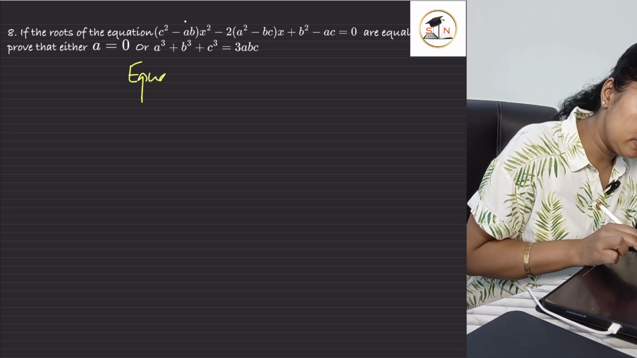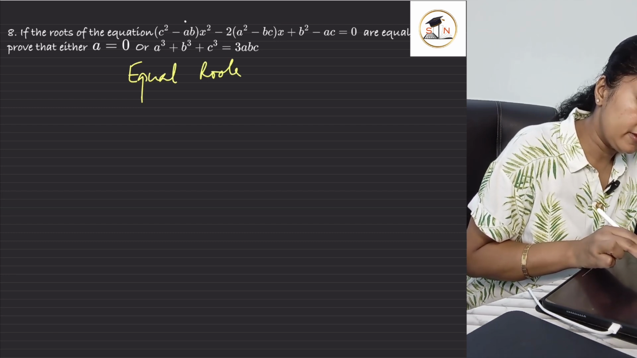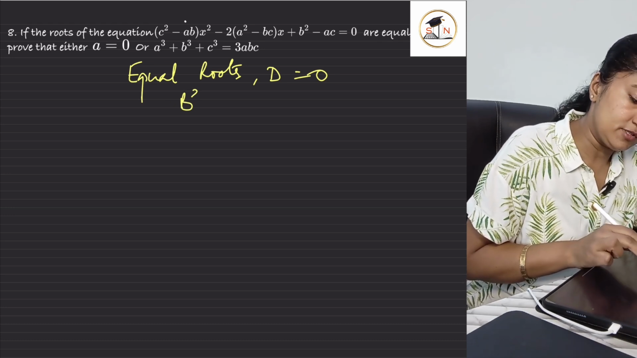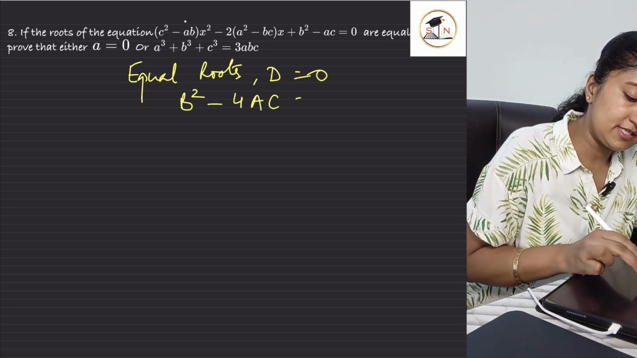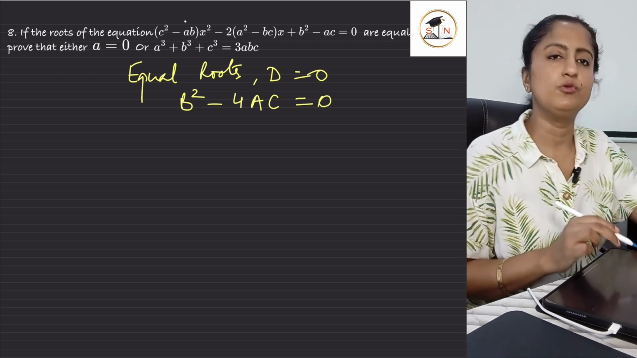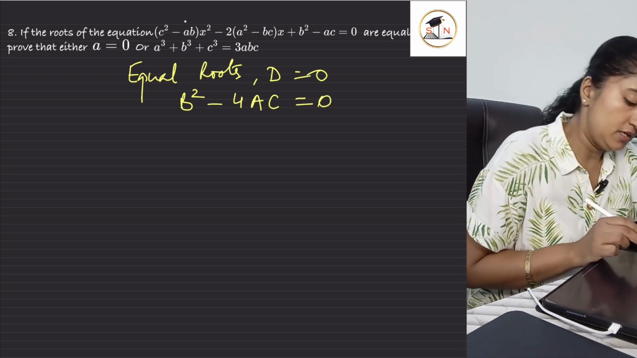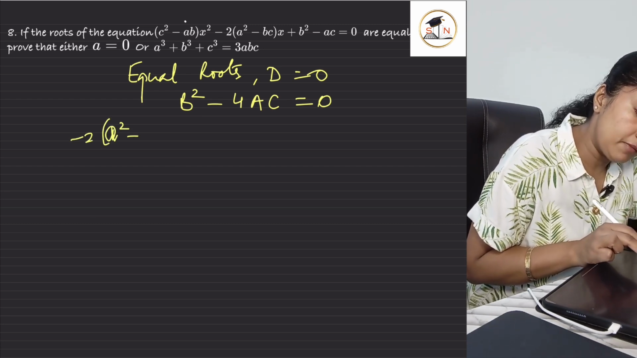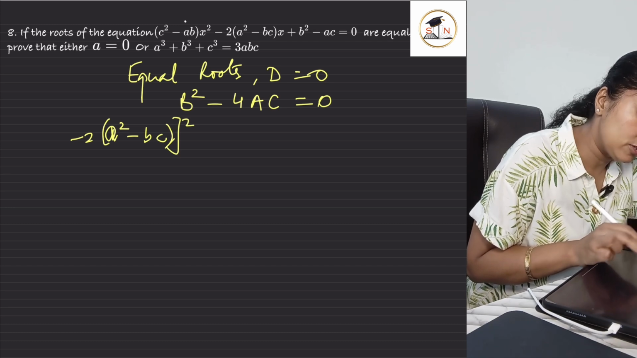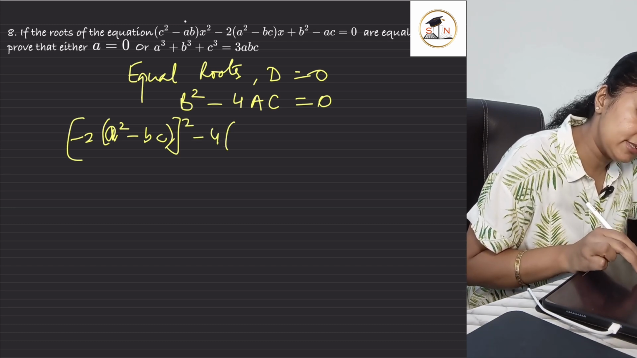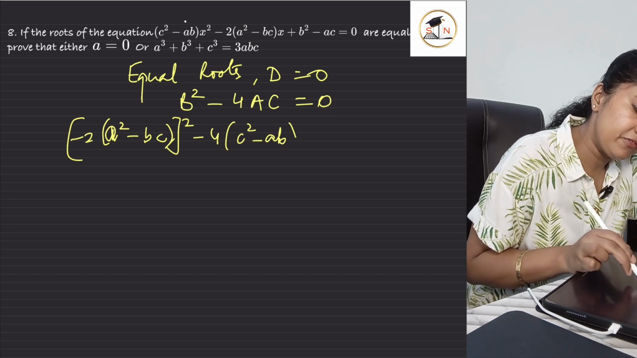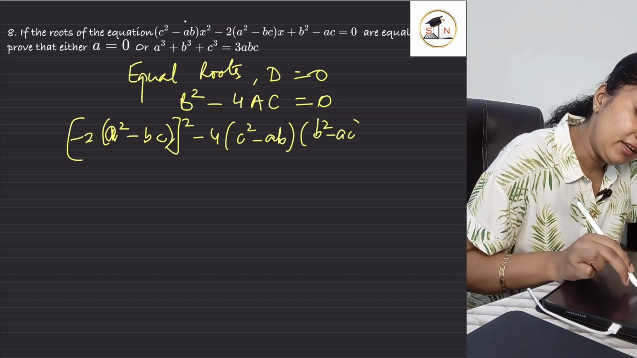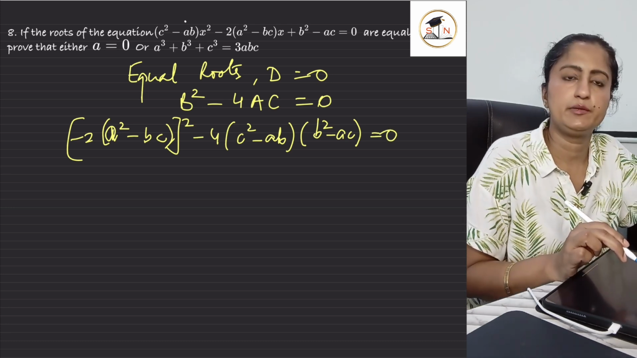Equal roots, that is b square minus 4ac equals 0. I'm using capitals. Now what are we supposed to do? Plug in the values carefully. Okay, so what is b? Minus 2 times a square minus bc, whole square, minus 4 times c square minus ab. Then c, what is c? B square minus ac equals 0, right?